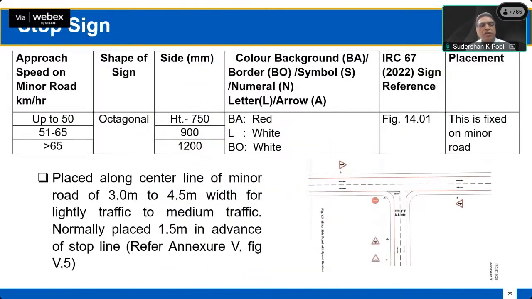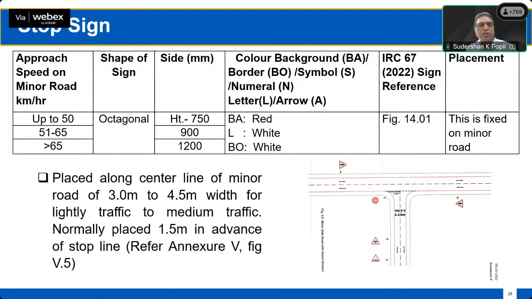And then what is the stop sign? How is it to be placed? The stop sign is to be placed 3 meter to 4.5 meter from the joining of the crossroad, and after that there is basically the speed hump which is being placed onto the crossroad. And the different signs are to be placed onto the crossroad. This figure is also from IRC 67 V.5. And depending on the speed, the size of these signs has been given, octagonal.